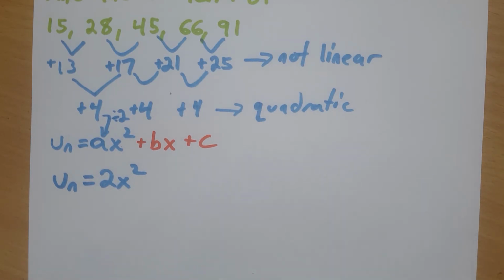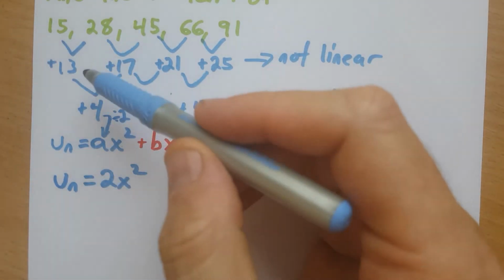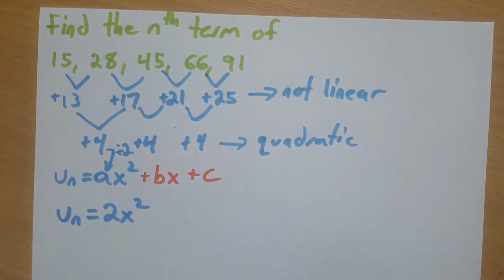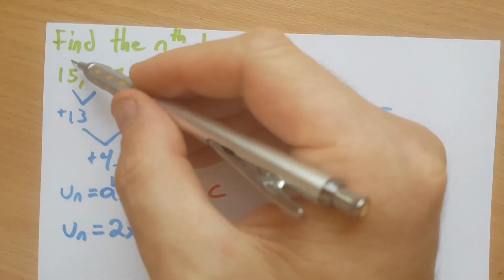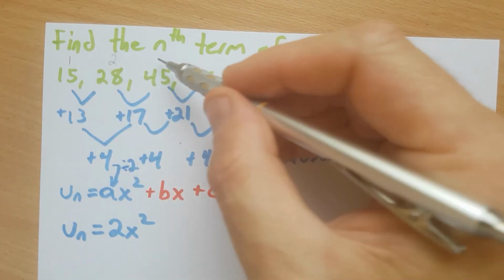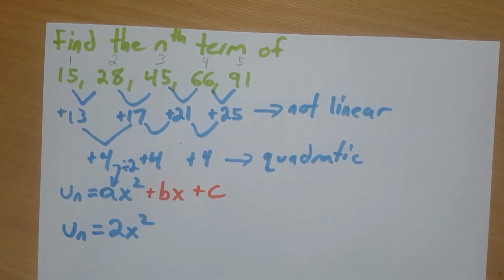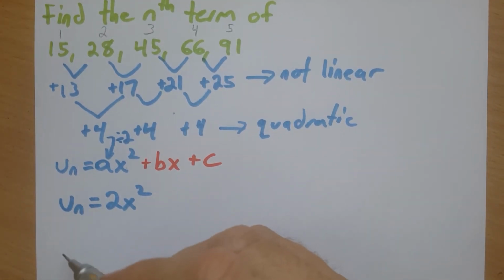Okay, well, if it was 2x squared, what would I have? If it was 2x squared, then I would substitute a 1 to find out the first term in the sequence, right? Now let's think about that. The first term in this sequence is a 15, the second term is a 28, third is a 45, fourth is a 66, and fifth is 91, right?